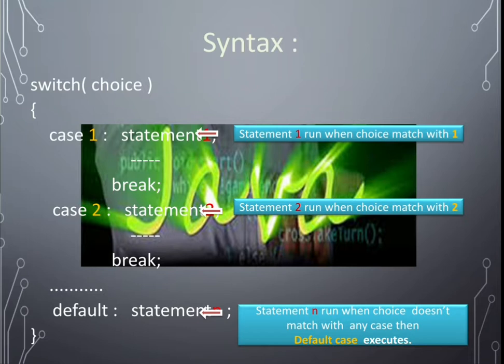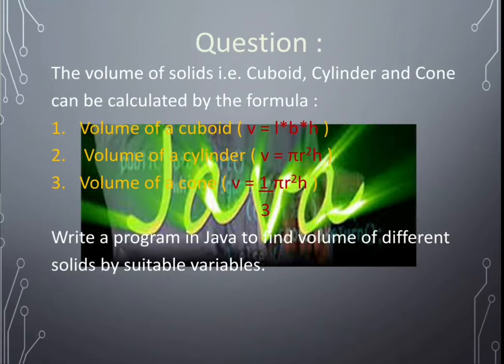The question is to find the volume of a cuboid, the volume of a cylinder, and the volume of a cone with the help of the formulas we have, and we have to create it with the user's choice. It means you have to use a switch case here so that you can find the volume of a cuboid, a cylinder, or a cone according to the user's choice.